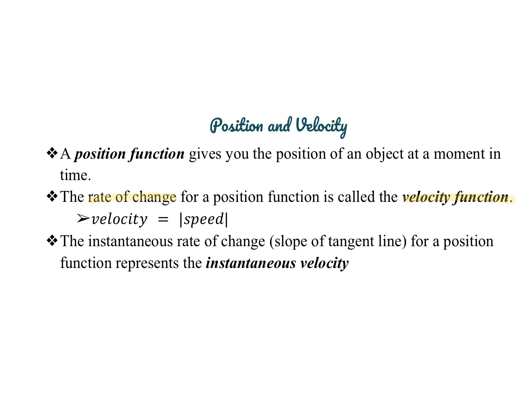But again, if you find the rate of change of your position function, it gives you the velocity of your object. And then the instantaneous rate of change, which would be, again, the slope of our tangent line, as we just talked about, for a position function, would give us the instantaneous velocity of our object. So the exact velocity of our object at a specific point in time.